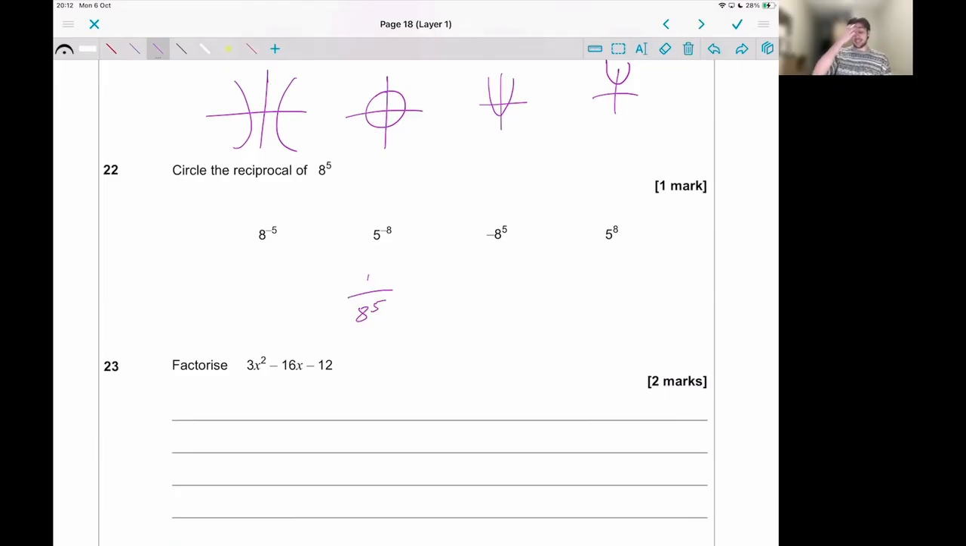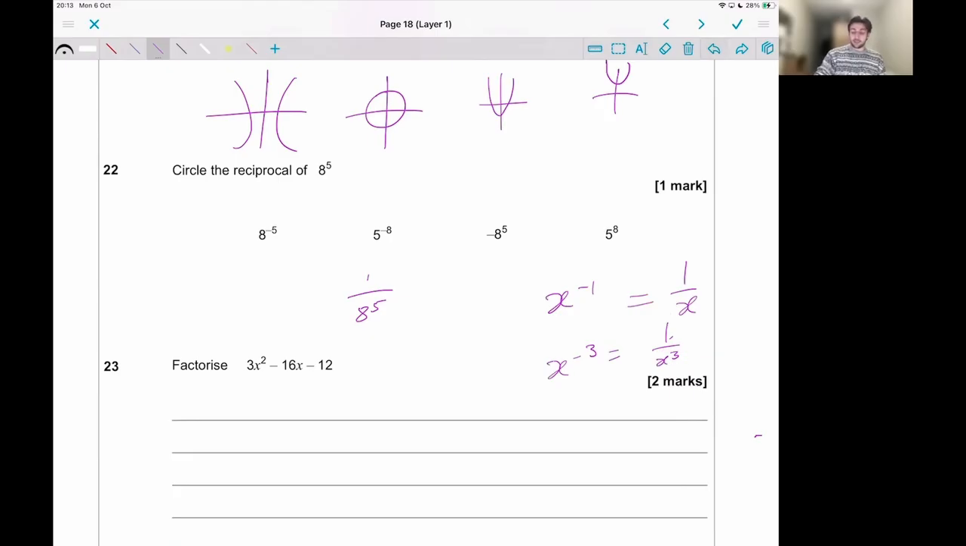But how do we represent that as an index? This is the point of negative indices. So when you have x to the minus 1, that is 1 divided by x. When you have x to the minus 3, that is 1 divided by x cubed. The minus means make it a reciprocal. Make it a 1 over something. And then the rest of the number tells you what to leave as your power of x on the bottom.